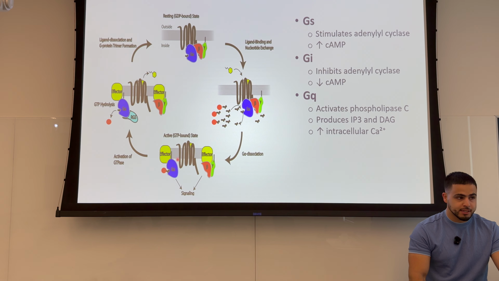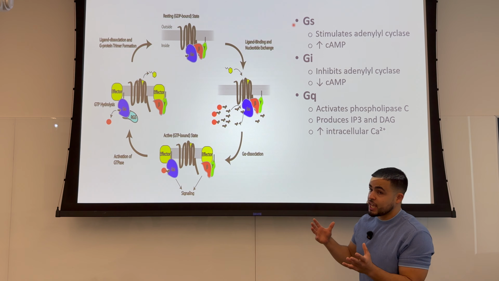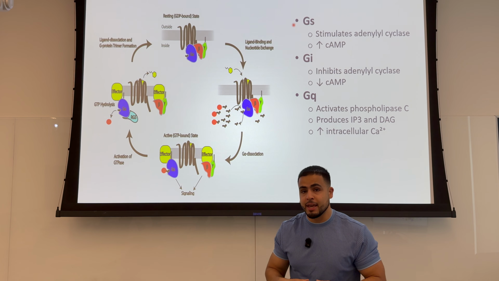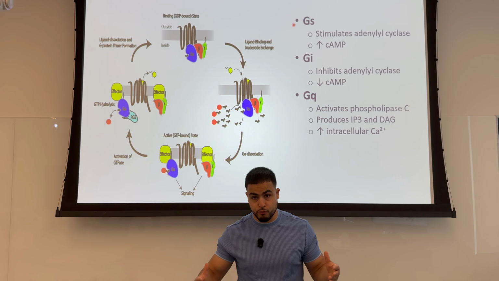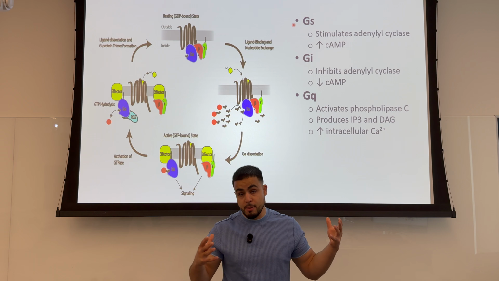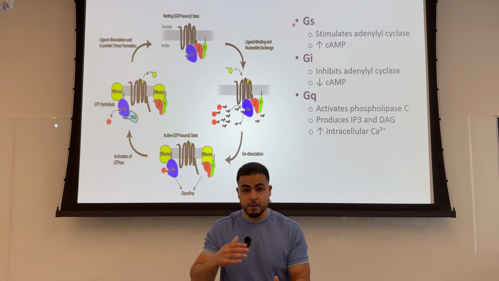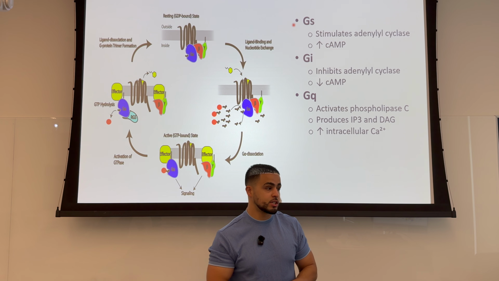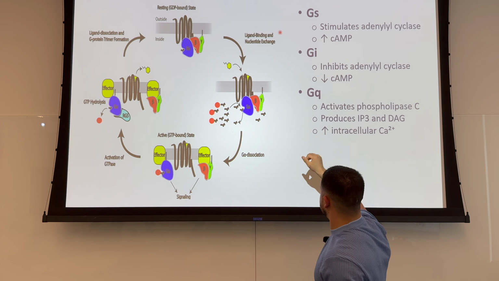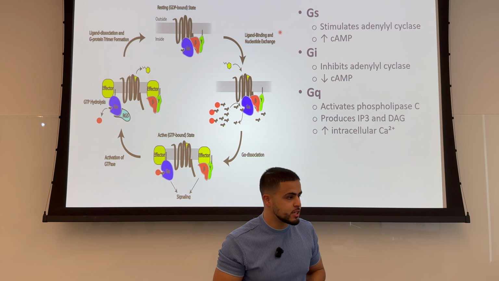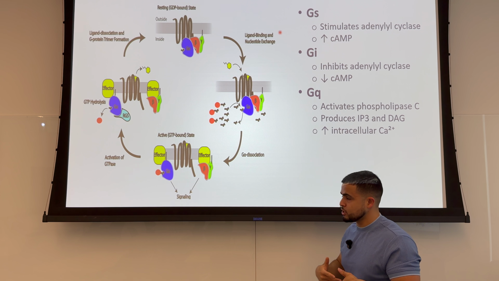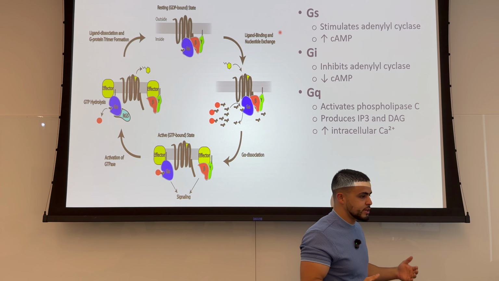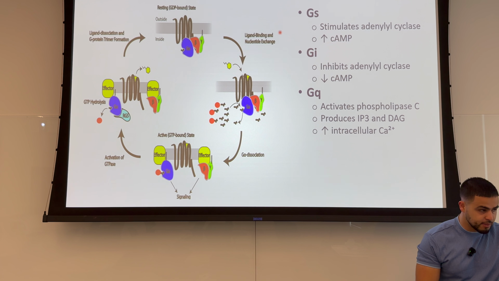Now, what kind of signaling can it carry out? Well, it depends on what specific G protein you have. So if it's a Gs, then it's a stimulatory protein. It can stimulate adenylyl cyclase to increase the production of cAMP and carry out further signaling. And then if it's an inhibitory, if it's Gi, then it's the opposite of that. So it decreases the production of cAMP. And then finally, we have the Gq type, which activates phospholipases, breaks down phospholipids into IP3 and DAG, which increases intracellular calcium levels and carries out further signaling within the cell.